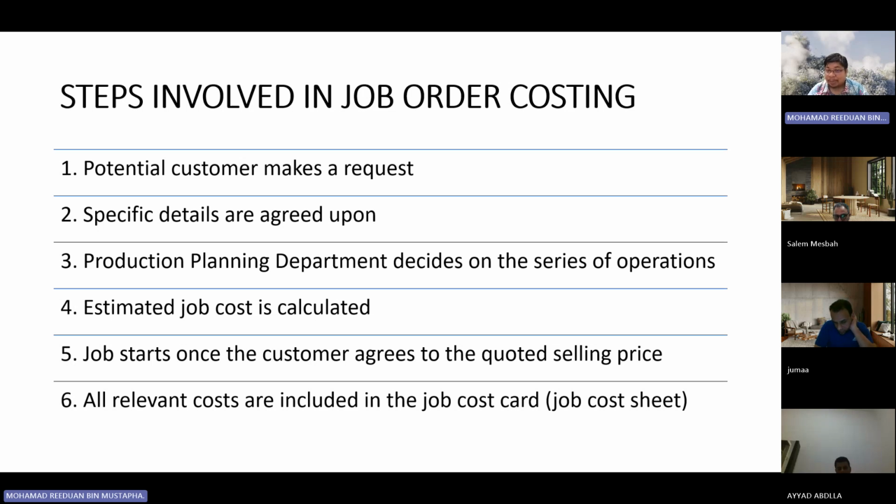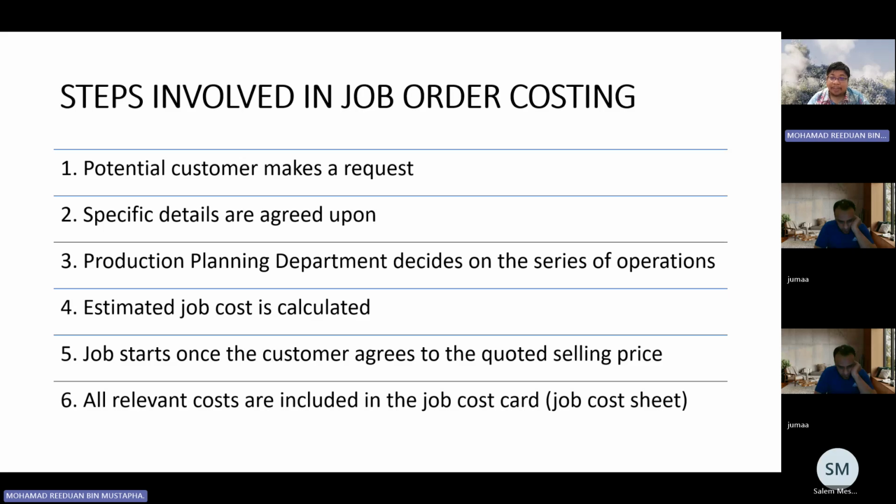But sometimes the customer wants to make a special request. When the customer makes a special request, it means that the order could be unique. The order could be custom. So that's why job order costing comes into place.